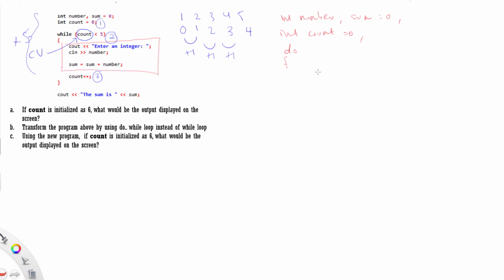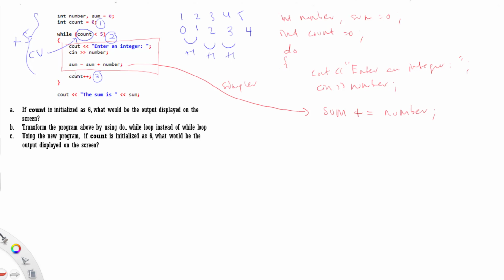Okay, so we write inside here cout enter an integer. Okay, cin number. Okay, sum equals to sum plus number, so you can write sum. Just to let you know, to shorten things up, you can write sum plus equals to number. This is the same as this, except it is a simpler version.